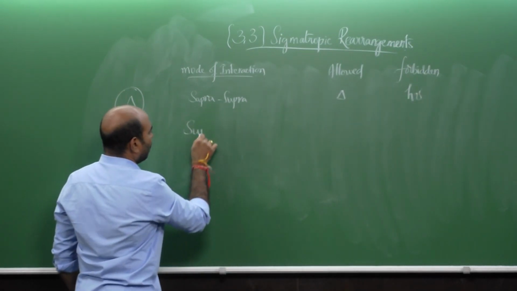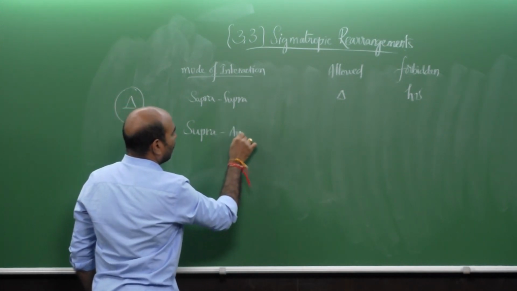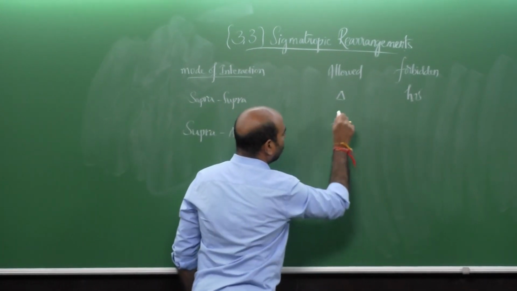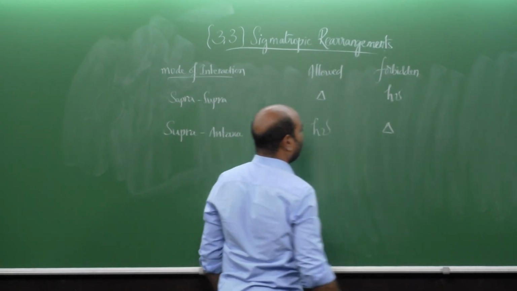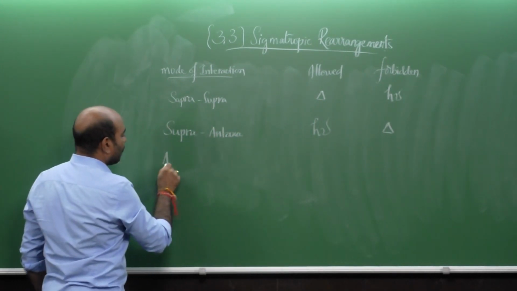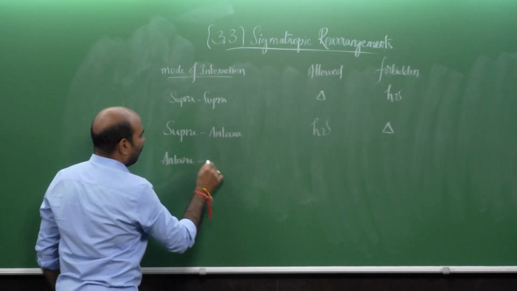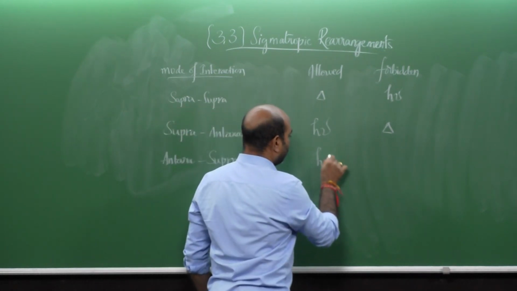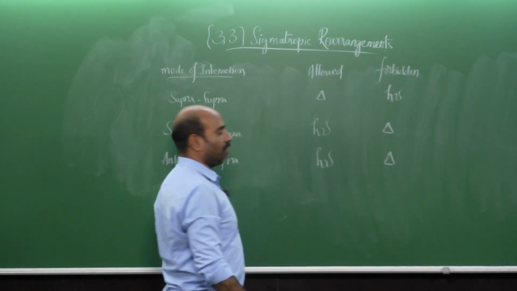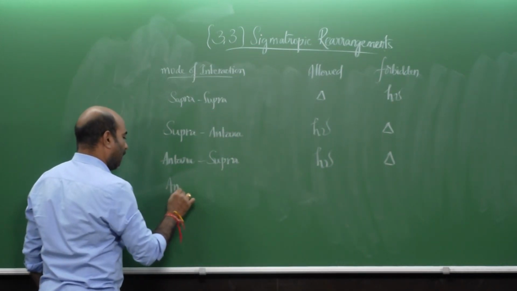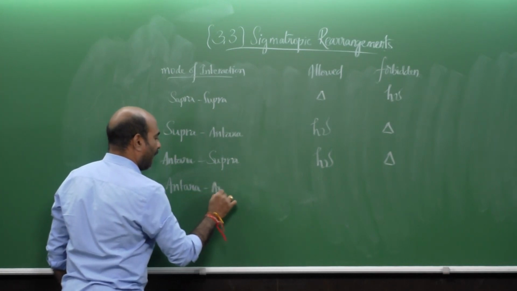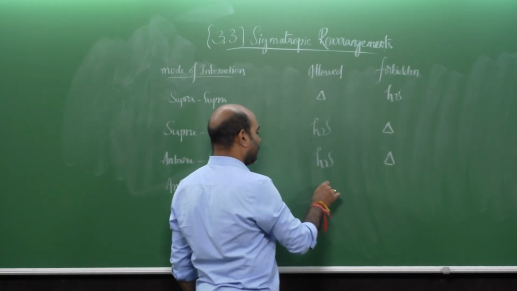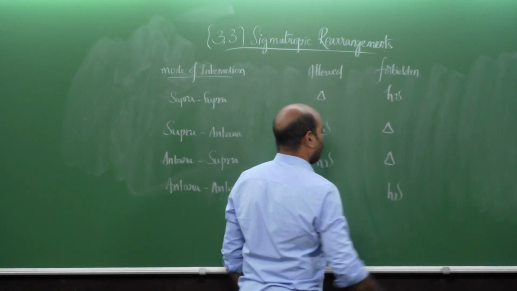If one of the partners is supra and the other is antara, then it is photochemically allowed and thermally forbidden. If the first partner is an antara partner and the second one is a supra partner, then again it is photochemically allowed but thermally forbidden. The final one, mode of interaction, if both are antara partners, then again it is thermally allowed but photochemically forbidden.